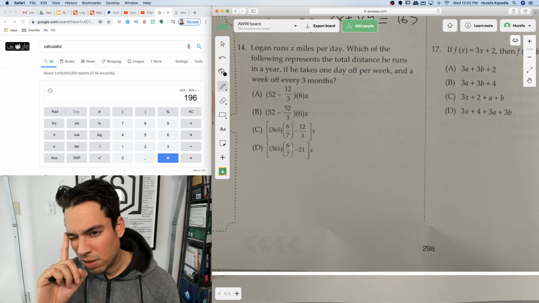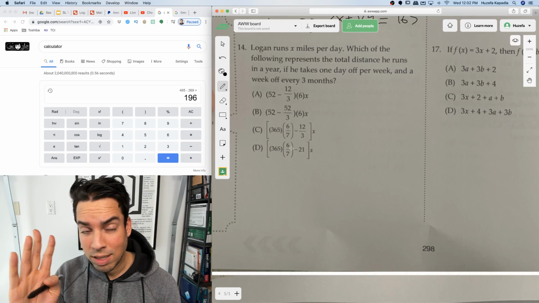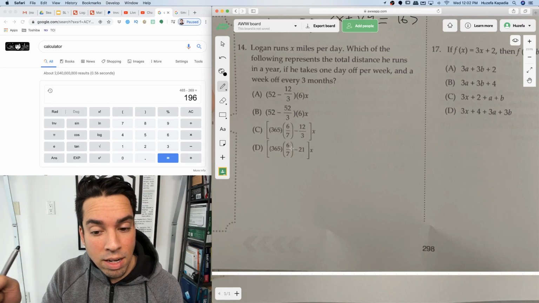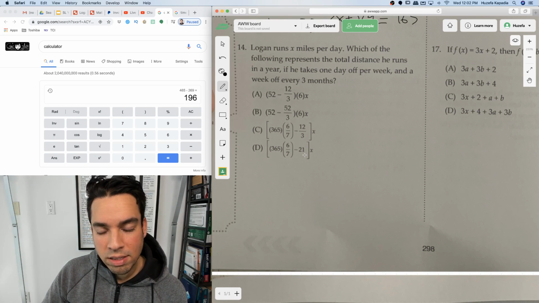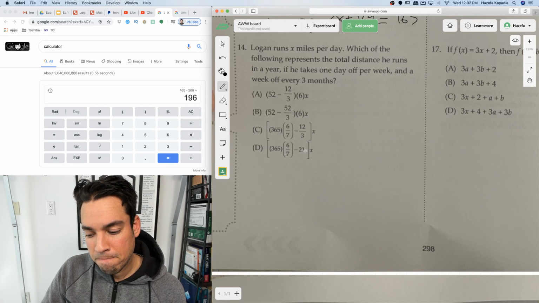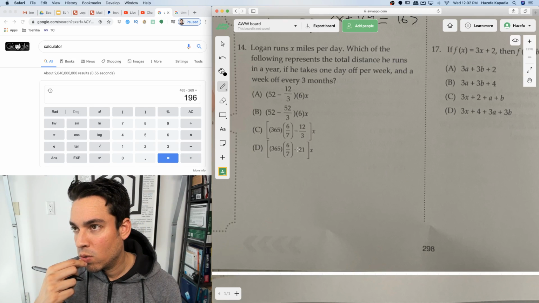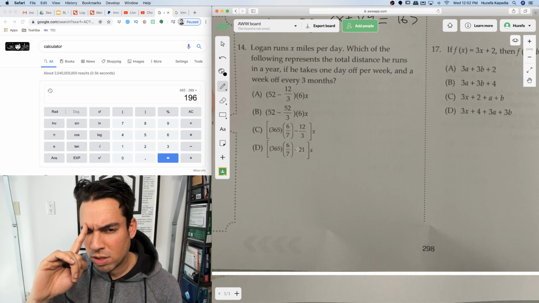Because if it's a week every 3 months, that's 4 weeks, right? Because there's 12. So that would be 28, but it's not 28, and the reason why is because in every one of those weeks that he takes off, we're consuming one of these days, right? So wait, then it should be, is that right? 21 instead of 28, because we're taking a week away. Hold on, I have to think about this for a second.